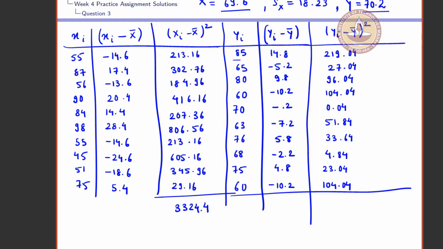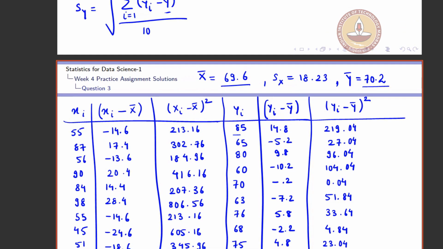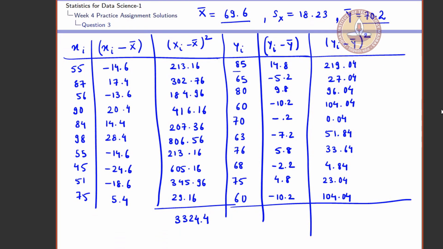Right? Now we need to add up the sum of all the square deviations. So we need to add all these numbers. So we will get 663.6. This is what we will get.